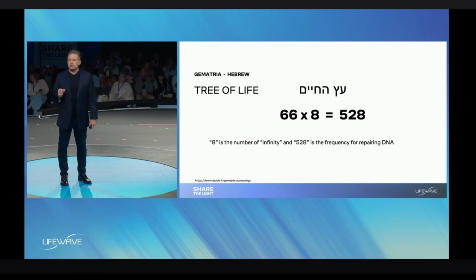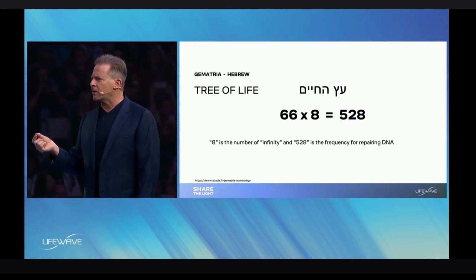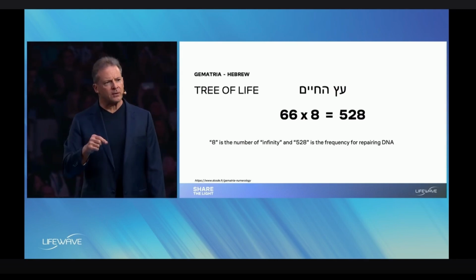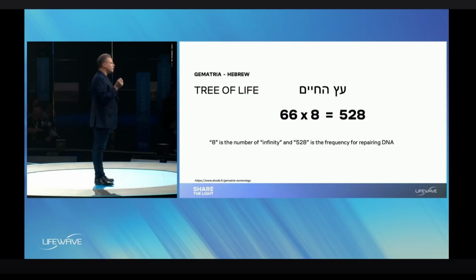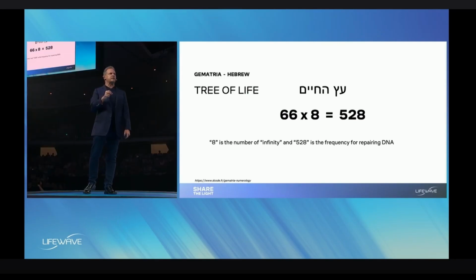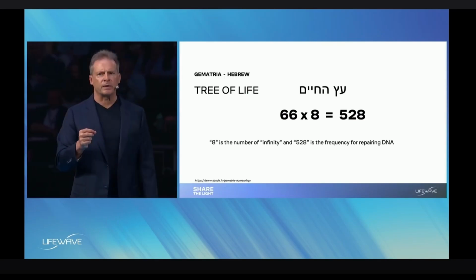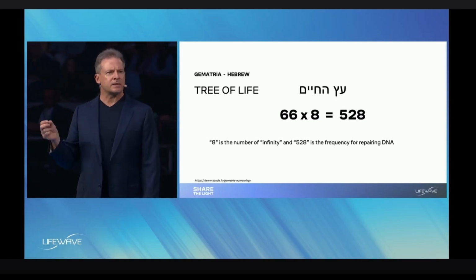So we look in the literature, and interestingly enough, what we see is that a frequency of 528 hertz has been used to regenerate damaged DNA. So incredibly, embedded into the story of Genesis and the story of the tree of life is numerical information that tells us how to regenerate damaged DNA.